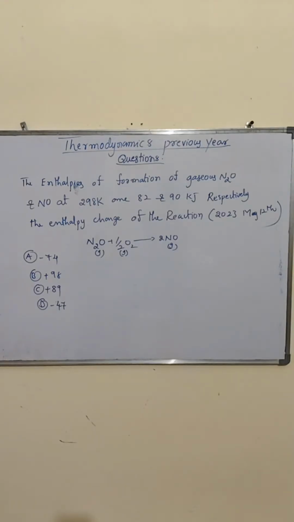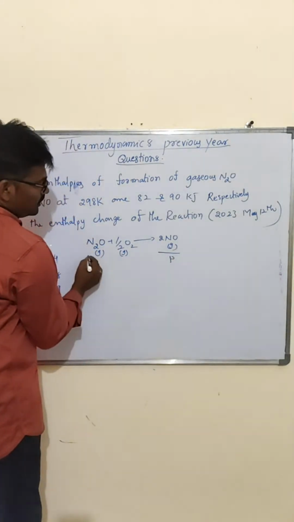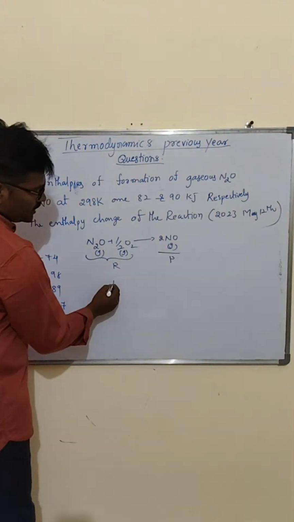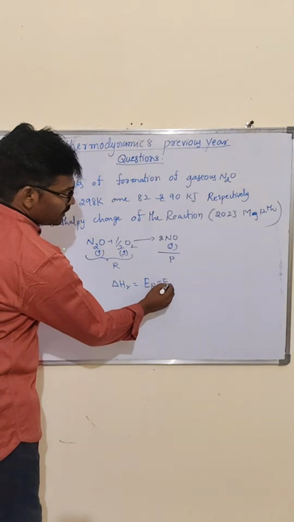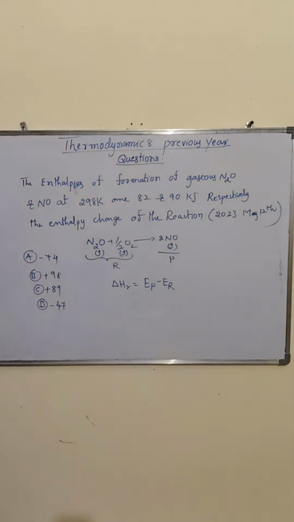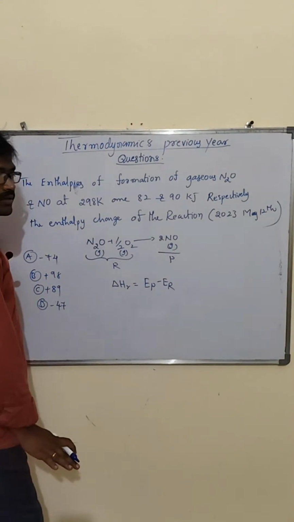Yes, observe the question carefully. The enthalpy change for the reaction. For this reaction, NO are the products, and these are the reactants. If you want to find the enthalpy change of a reaction, you have to take enthalpies of products minus enthalpies of reactants. The enthalpy change for the reaction is what the question is asking.